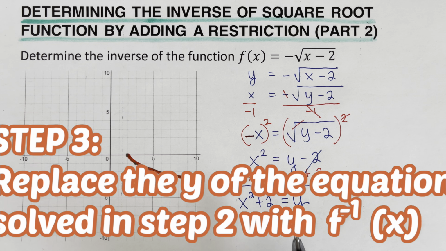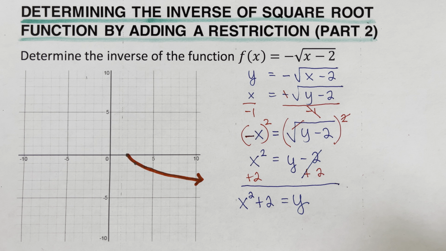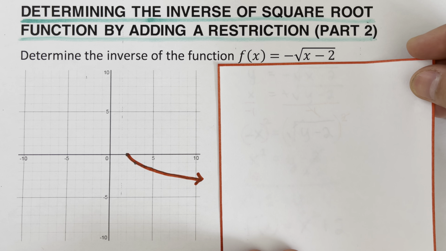The third step is to replace the y of the equation solved in step 2 with f-1 of x. So this would come out as f-1 of x is equal to, again, the y was changed to f-1 of x. So I'm just going to write this one on the right side here. That's x squared plus 2. Now, we are going to sketch the graph of this inverse right here and determine how we can restrict it. So I'm just going to show the work on the other piece of paper that we have right here.